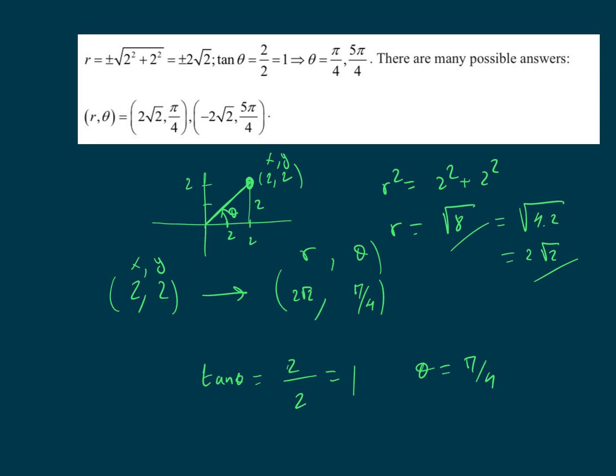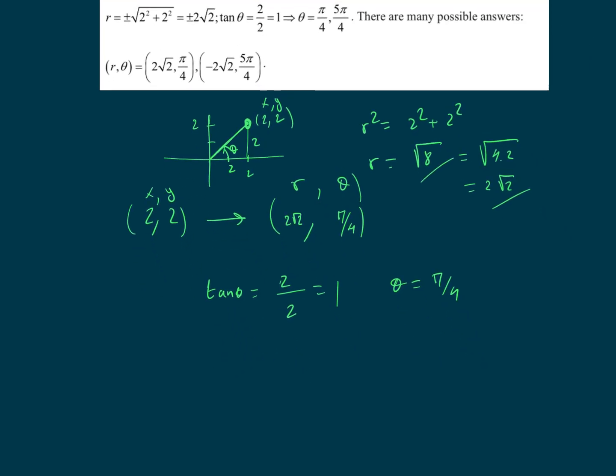So this point is the same point as the point minus 2 square root of 2, 5 pi divided by 4. So if you invert the sign here and you add pi to pi divided by 4, you have the same point. So what I have said is that the point r, theta and the point minus r, comma, theta plus pi is the same point.